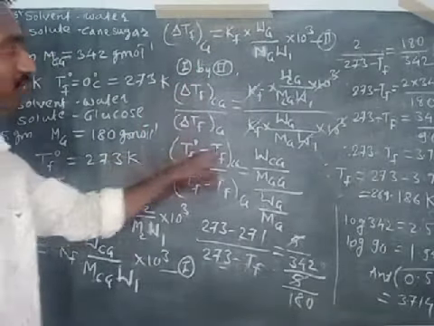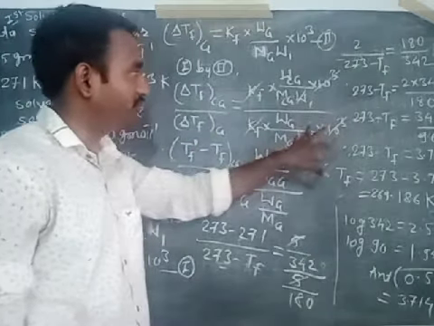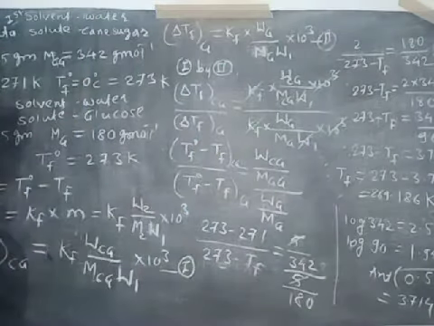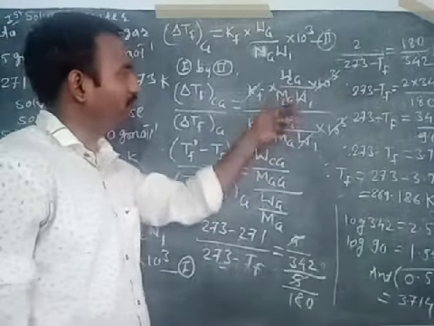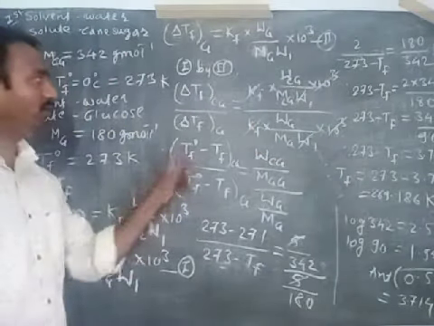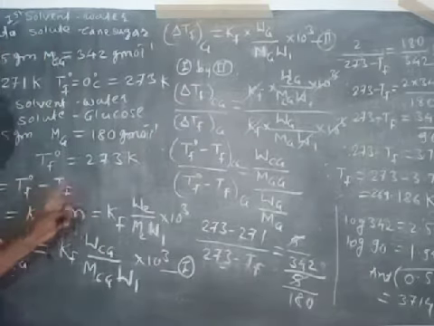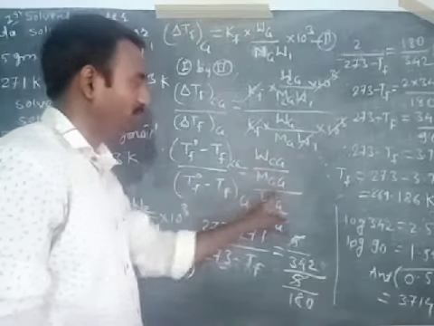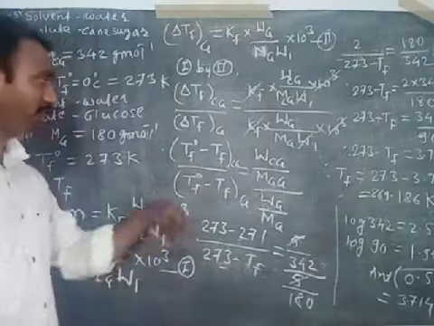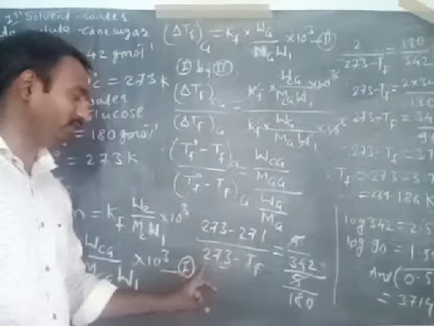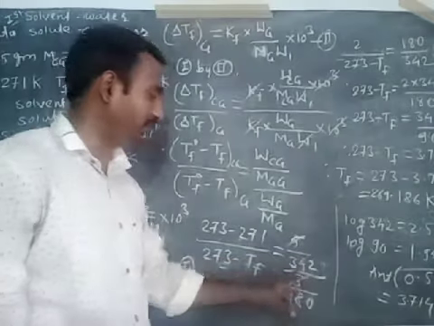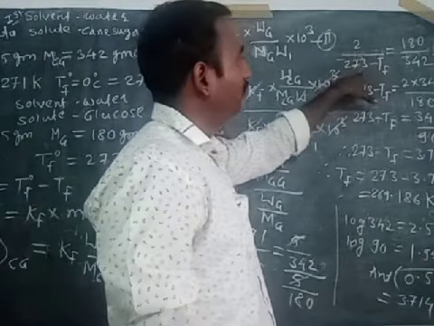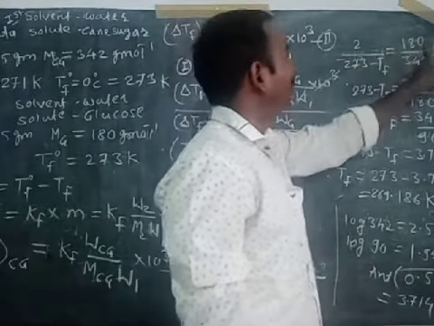For the operation 1 by 2, in this operation Kf gets cancelled, 10 raised to 3, 10 raised to 3, W1 get cancelled. Here WG and WCG will also get cancelled because both are having 5 gram. Now formula becomes delta Tf means T0f minus Tf for CG, for G, WCG upon MCG upon WG upon MG. By putting the values, 273 minus 271, 273 minus Tf is equal to 5 upon 342, 5 upon 180. And on rearranging the term, we will get the value 2 upon 273 minus Tf, 180 upon 342.